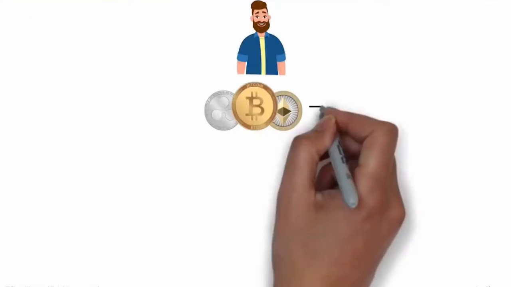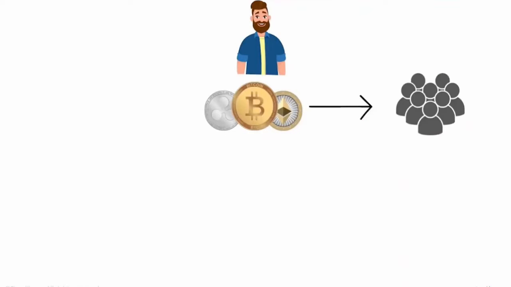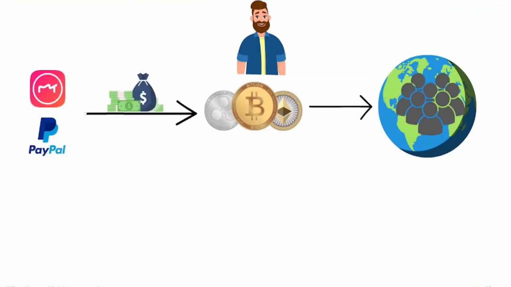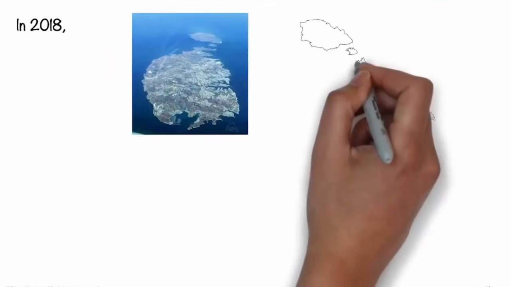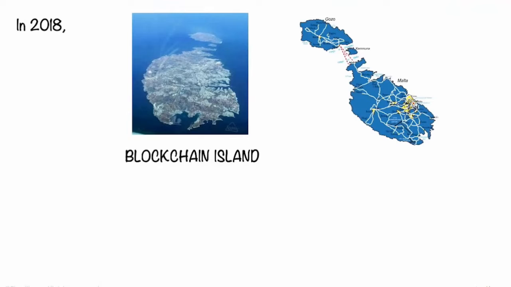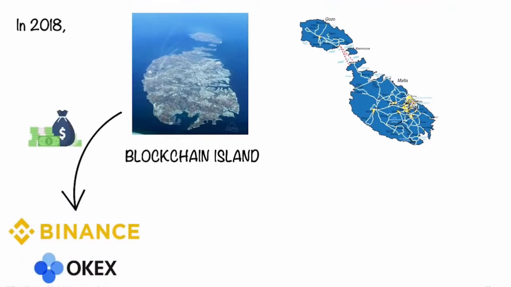Like Daniel, cryptocurrency has influenced and impacted an enormous number of people worldwide. Due to this increasing popularity, new companies like Meitu and PayPal are coming forward and investing in cryptocurrency every day. In 2018, Malta, an island located in the Mediterranean Sea, south of Italy, was titled Blockchain Island, as it led to the economic stability of the nation. Many fintech companies like Binance and OKX have already begun to take advantage of Malta's financial incentives and have moved their headquarters to the blockchain island.